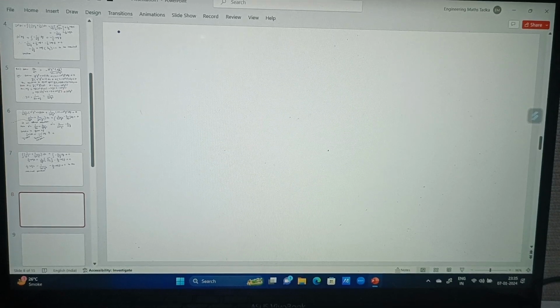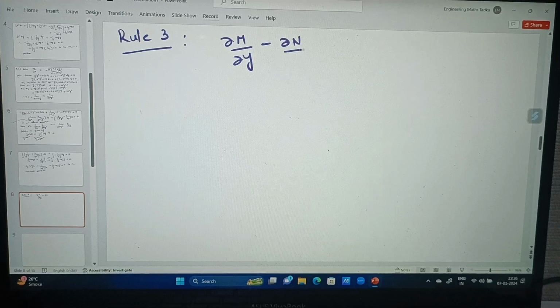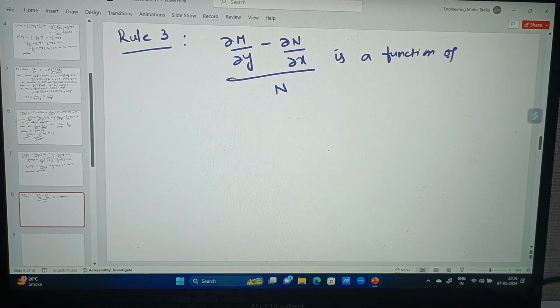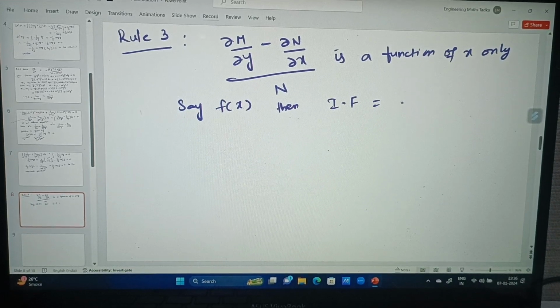Okay. So the next rule which we are going to cover is rule 3, students. What does rule 3 say? When you find the value of dou M by dou y and dou N by dou x and you subtract, that is, dou M upon dou y minus dou N upon dou x, upon the denominator capital N, is a function of x only. What do you mean by function of x? Function of x, say f of x. Then your integrating factor will always be equal to e raised to integral f of x dx.